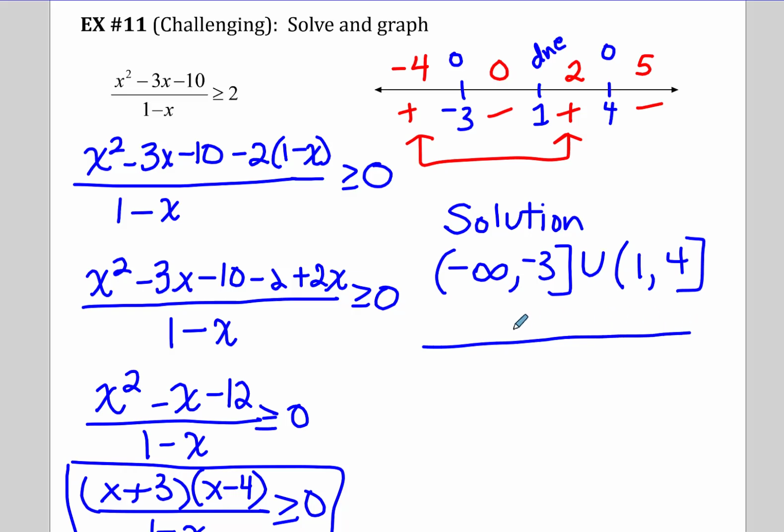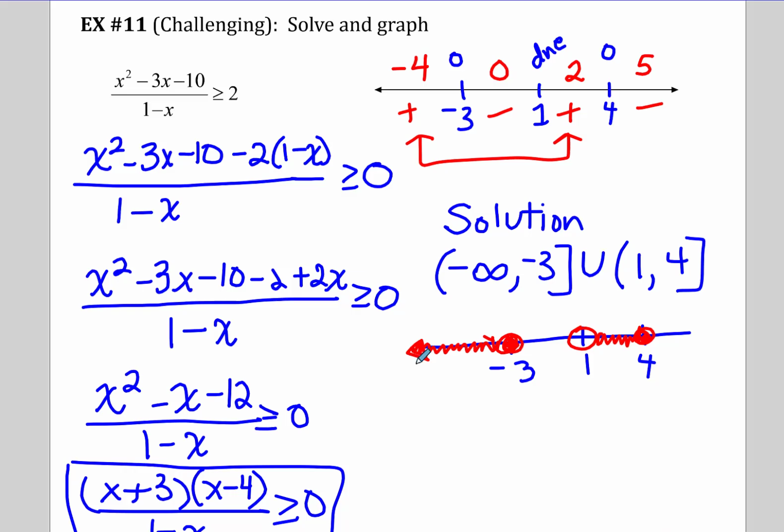In the graph, we could do the same thing as before. We would want to color in at 4. It includes 4, an open circle at 1, and then closed in at -3 and shade to infinity.